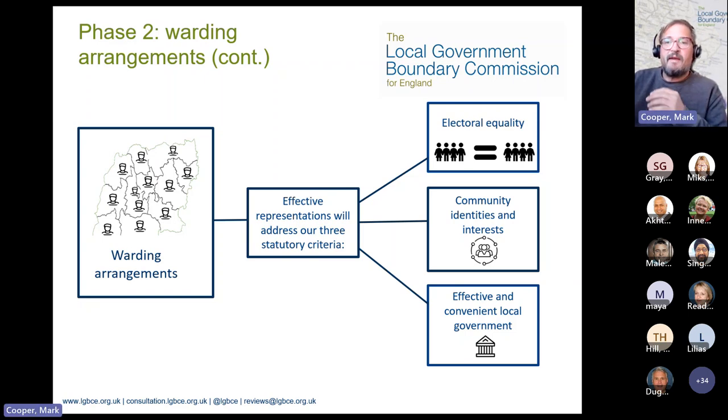I'll talk in a bit more detail about each of these three criteria, but before I do, it's important to say that all three of these criteria are equal. The numbers are not more important than communities or convenient and effective local government, and the Commission's task is to come up with a set of wards that provides for the best balance of all three criteria based on the evidence we receive during consultation.